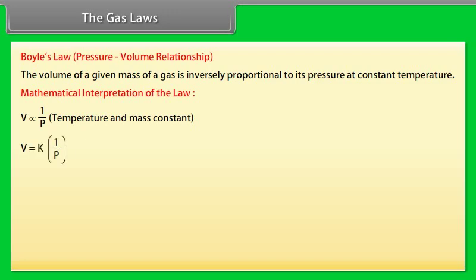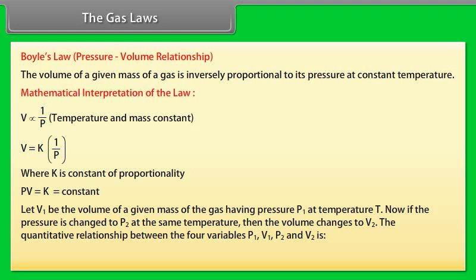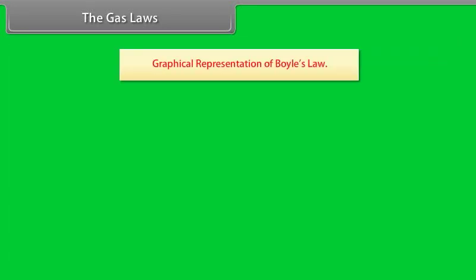V is equal to K into 1 by P, where K is the constant of proportionality. PV is equal to K, which is a constant. Let V1 be the volume of a given mass of a gas having pressure P1 at temperature T. Now, if the pressure is changed to P2 at the same temperature, then the volume changes to V2. The quantitative relationship between the four variables P1, V1, P2 and V2 is P1 V1 is equal to P2 V2 at constant temperature and mass.